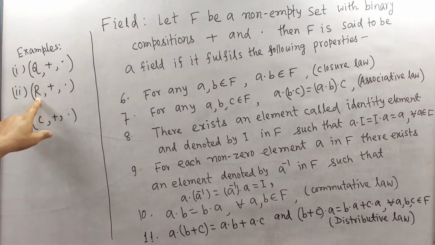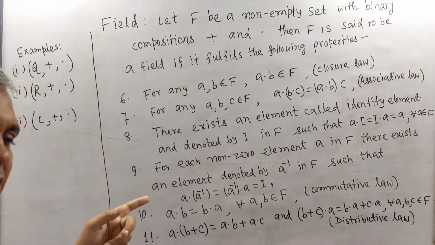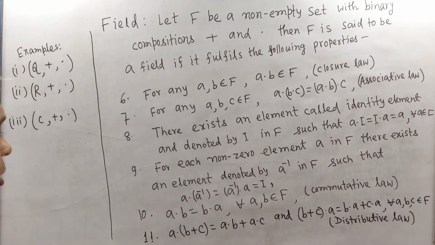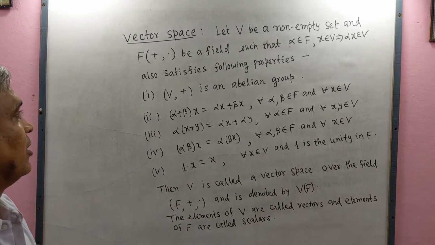Similarly, R is the set of real numbers. Here, R fulfills all properties from 1 to 11. So, R is a field. Similarly, the set of complex numbers with addition and multiplication is also a field. Now we shall define vector space.